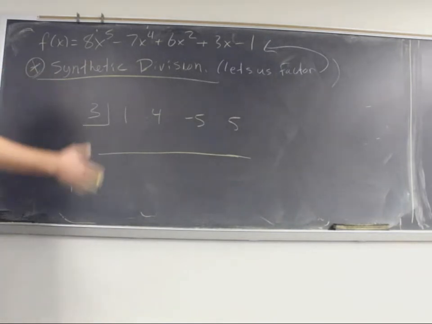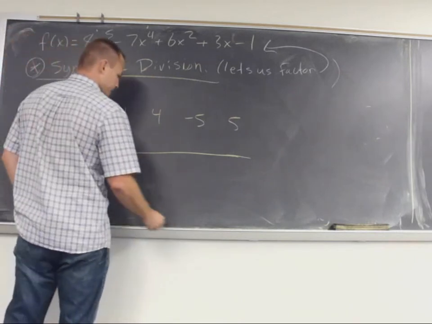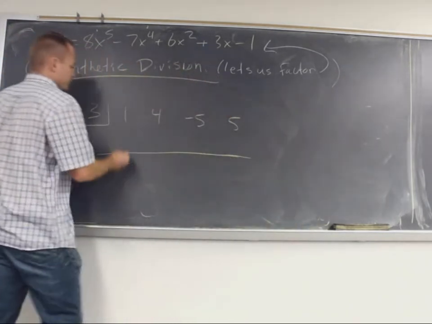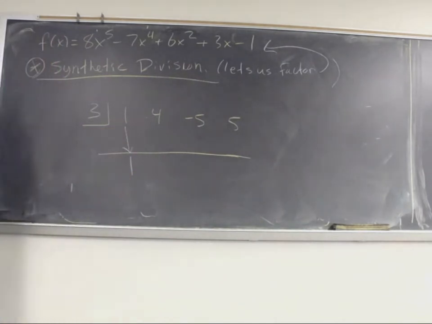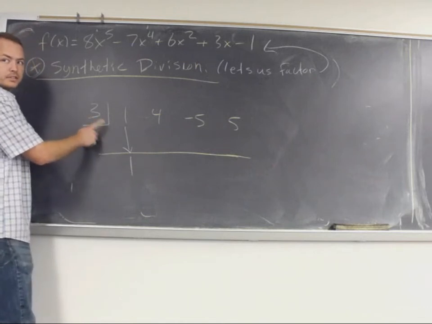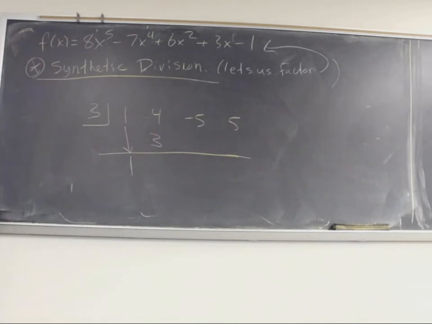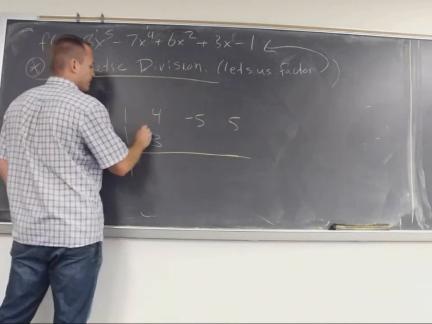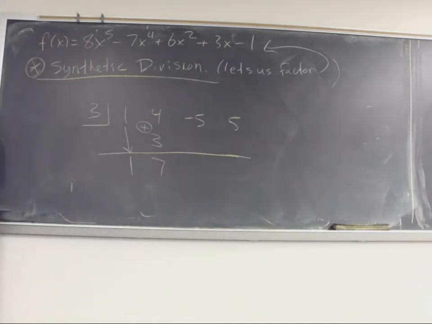So there's a repetitive process here that we're just going to do over and over. And the way it works is you take this first number and you bring it to the bottom. You just draw an arrow and it goes straight to the bottom. All right? Now you take this number and you multiply it by what's in the box. 1 times 3 is 3. And then you always add down. Add down, that gives you 7. And now the process repeats.